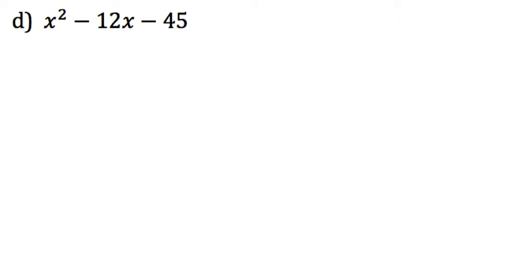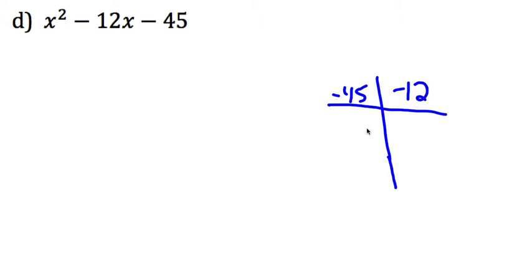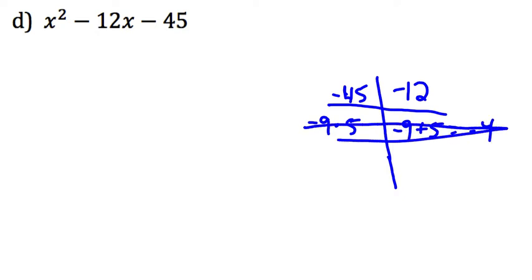D, negative 45. Negative 12. So let's run through some factors here. So 45, again, the common one we might want to go to right away is 9 and 5. Negative 9 times 5, but when we add these together, we're not going to get negative 12, right? We're going to end up with a negative 4, so that one's out, not my answer.